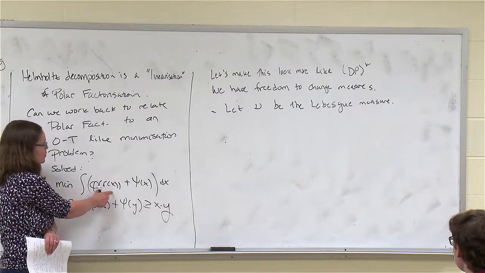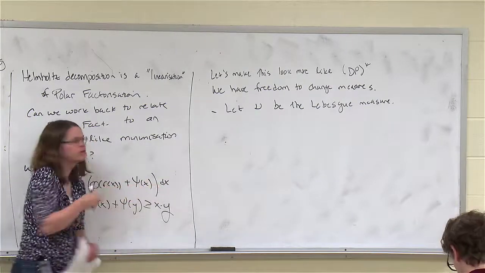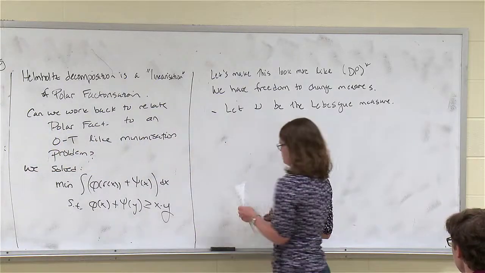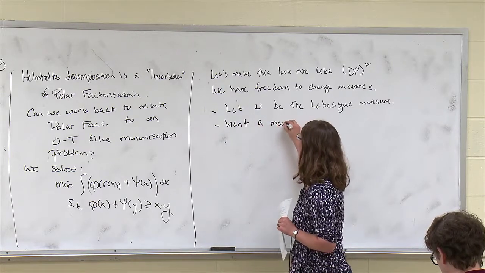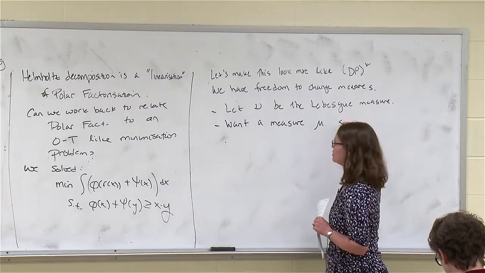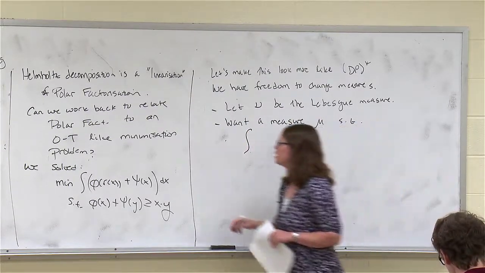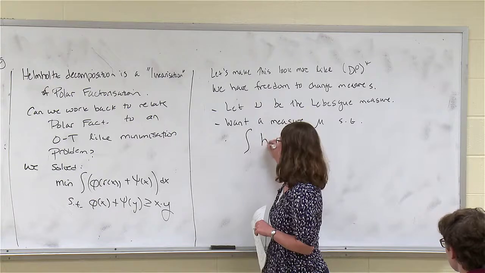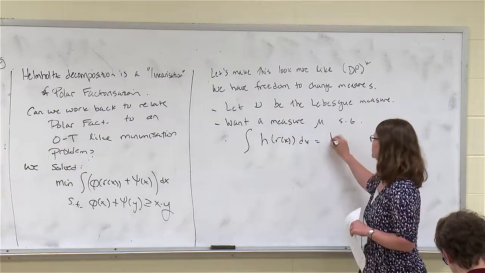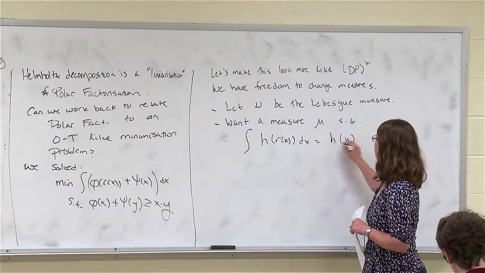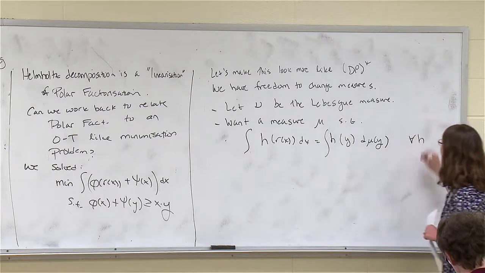Okay, on the other hand, I want to try to get this R outside of here and replace it with a measure that is being integrated against. So we want a measure mu such that, say, the integral of h of R of x dx is equal to the integral of h of y d mu of y, say for all h.